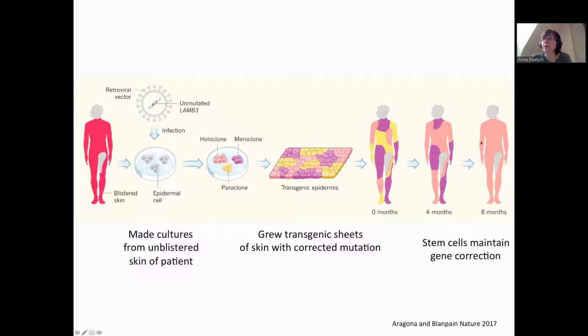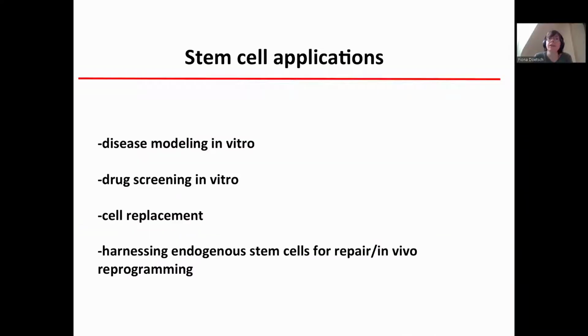So all of the stem cells are there. They continue to make the healthy gene, and the skin is repaired. So this is also another beautiful example of how gene therapy, in some sense, can be administered together with stem cells to really help patients. So there's a lot of hope then for using stem cells to model diseases, for drug screening, to replace cells, and perhaps even to harness endogenous stem cells.